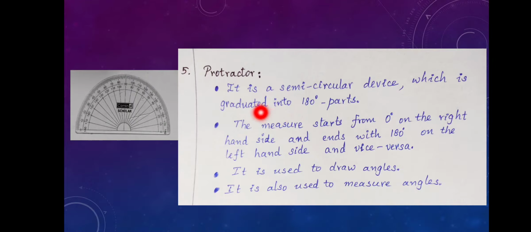Now the protractor. It is a semicircular device. Semi means half, half of the circular shape. So it is called a semicircular device which is graduated into 180 degree parts. The measure starts from 0 degrees from the right.